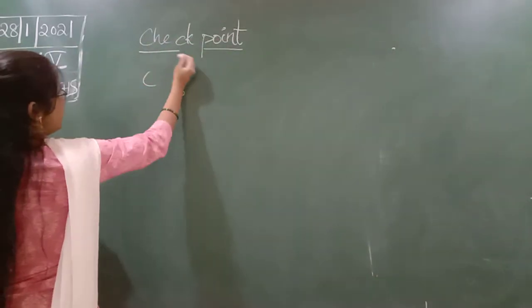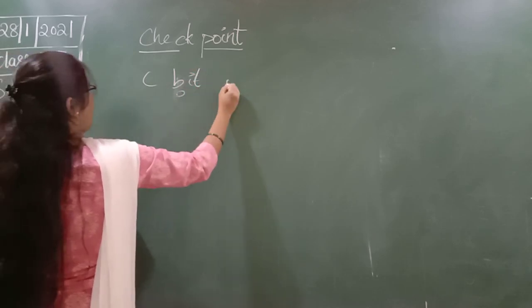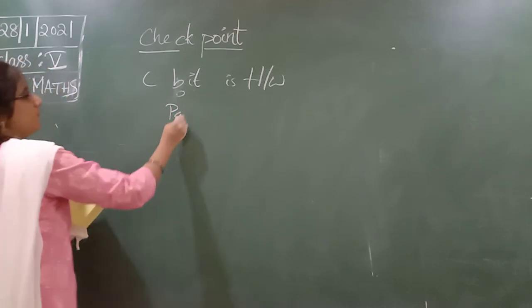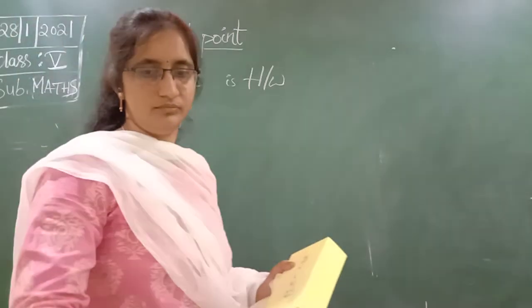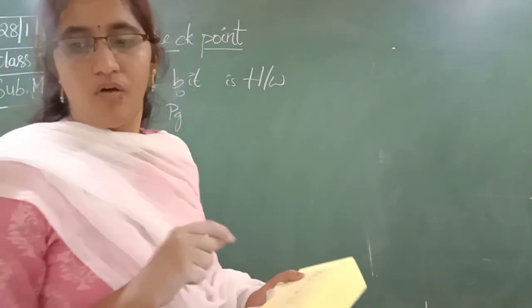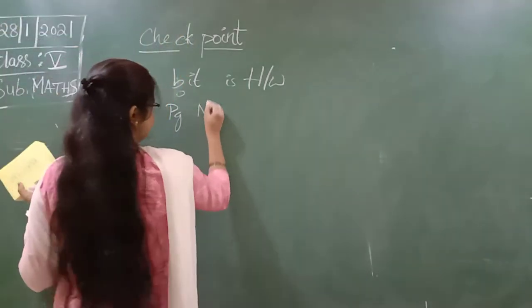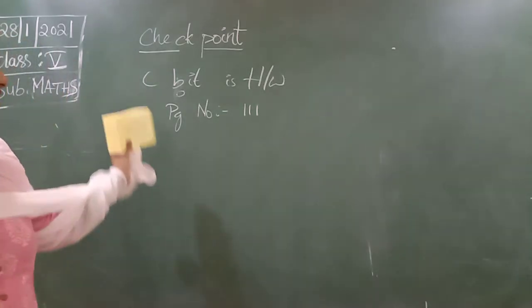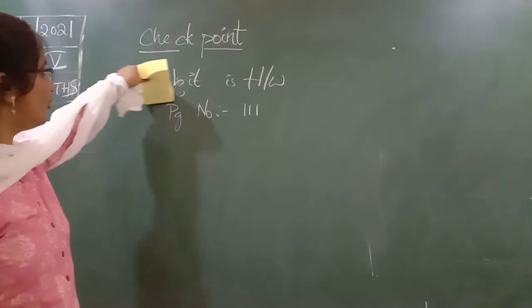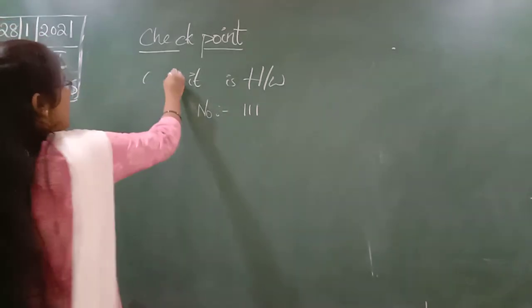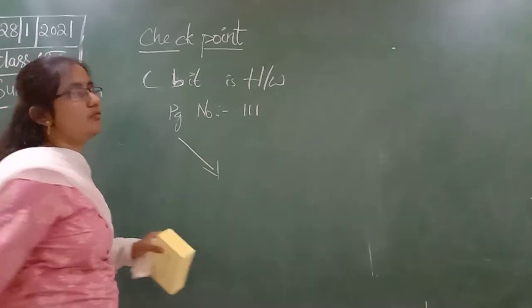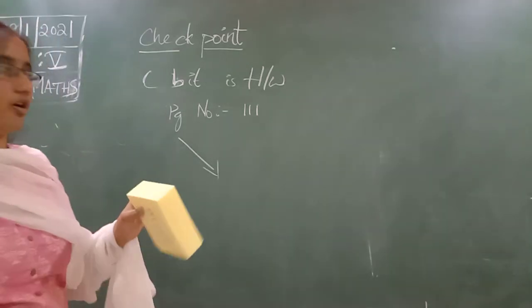What is the homework? Checkpoint 6, C bit is your homework. The page number is 111. What is the descending order? It is decreasing order. Up to now we have done ascending order, that is increasing order.